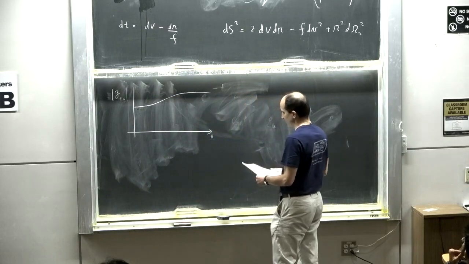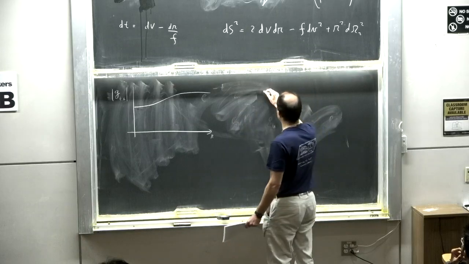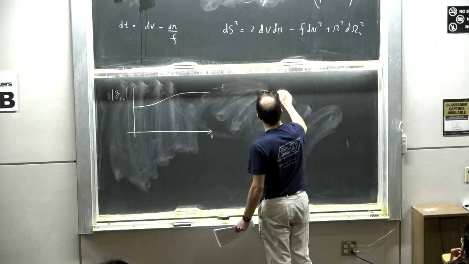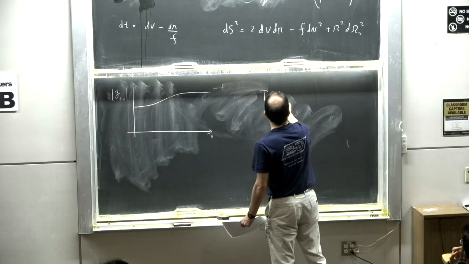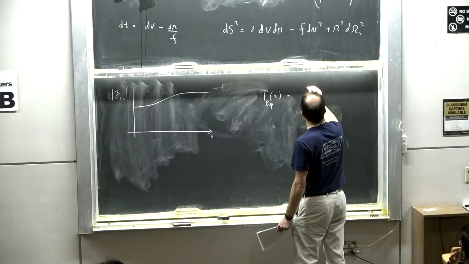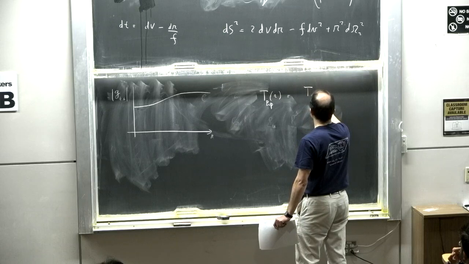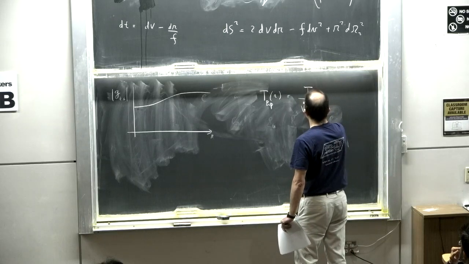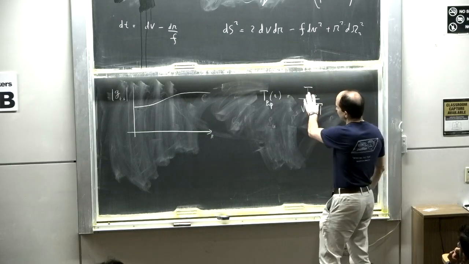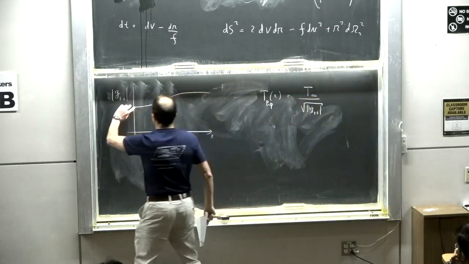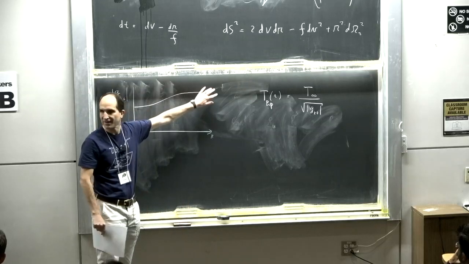So it turns out that the proper temperature is actually not constant. The proper temperature depends on the position, and it's given by the temperature at infinity divided by the square root of g_tt. So in this particular case, the temperature here at the center will be higher than the temperature far away.